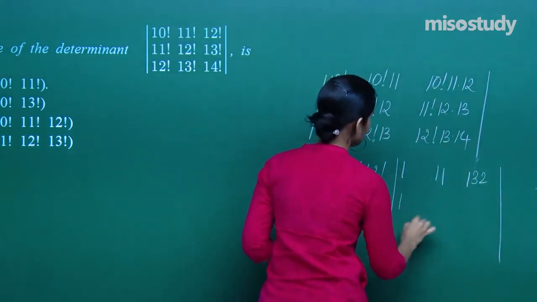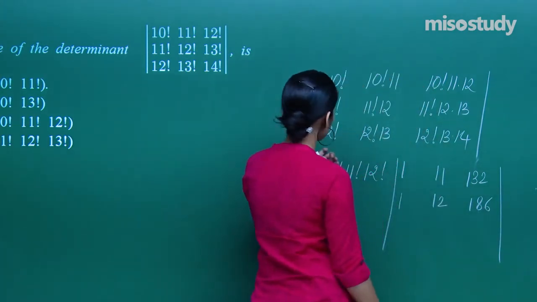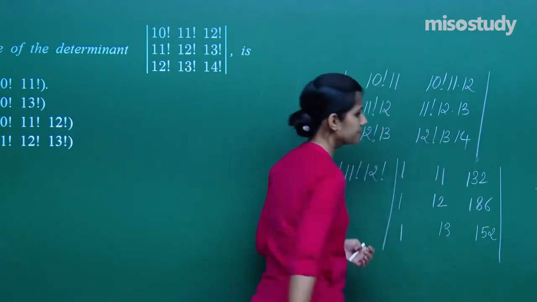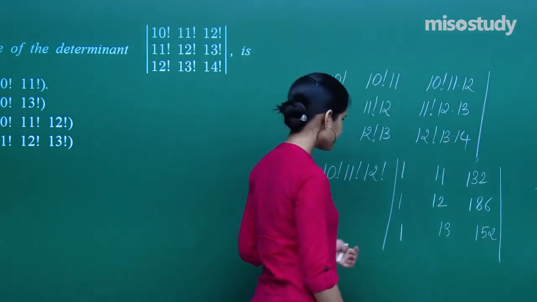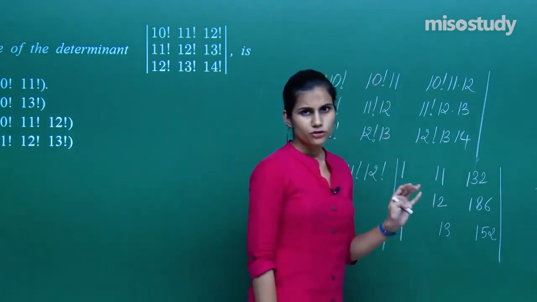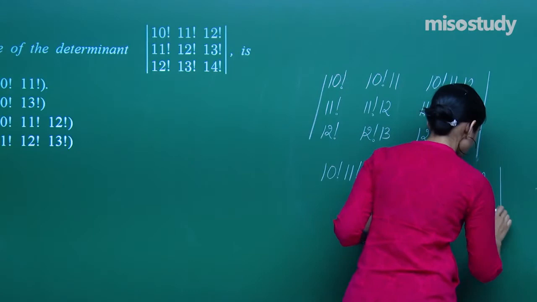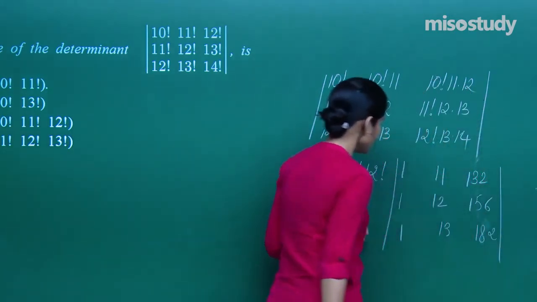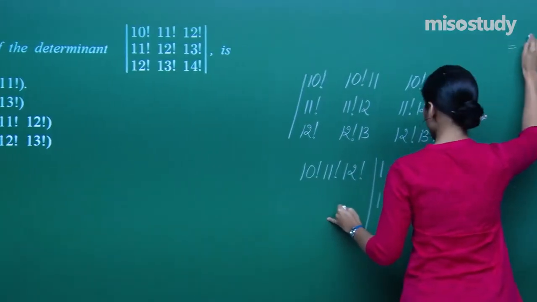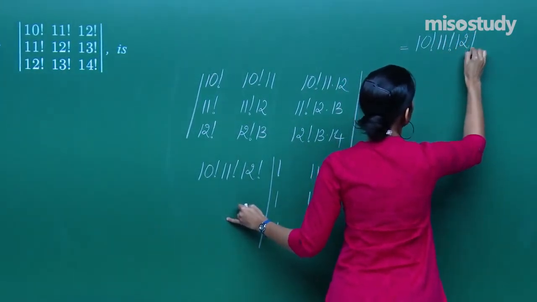Then you have 1, 12, 12 into 13. Then 1, 13, 13 into 14. Okay. Now over here when you try to analyze, this is 156 and this is 182. Now here what I am going to do is, I have 10 factorial, 11 factorial, 12 factorial.